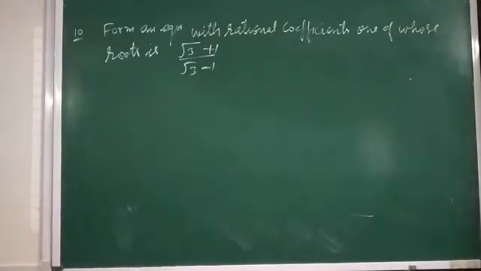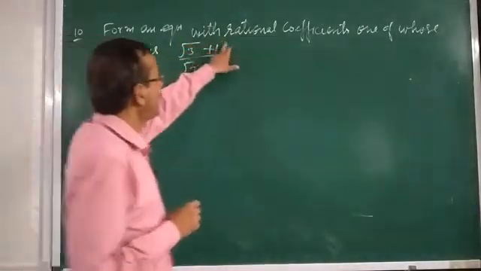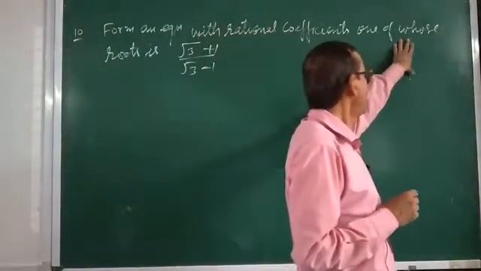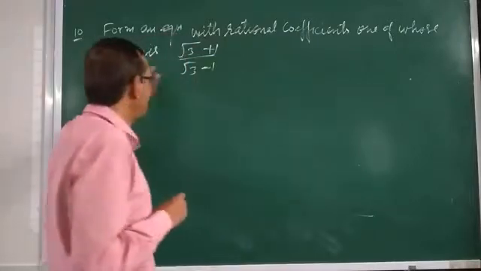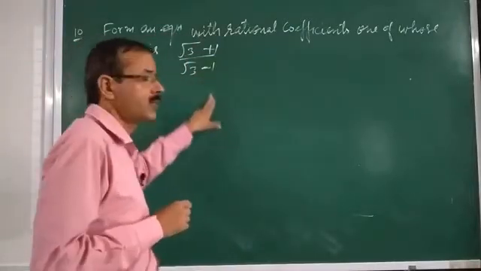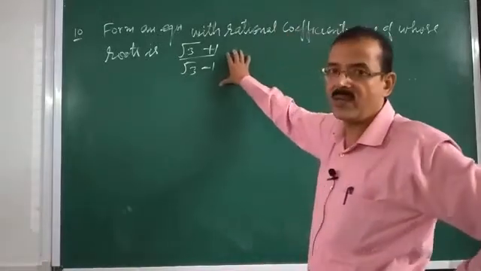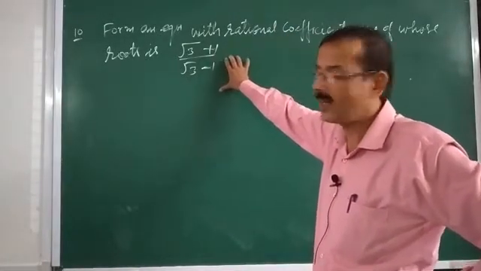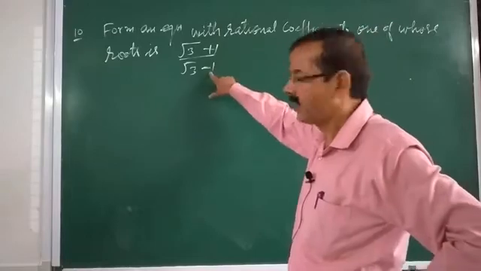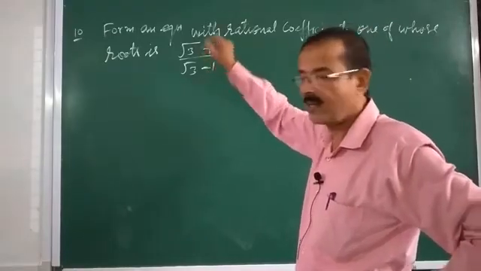This is the second question, question number 10 from the exercise. Form an equation with rational coefficients, one of whose roots is root 3 plus 1 upon root 3 minus 1. This is the one root given. First this root we have to convert, so first you have to rationalize the denominator.